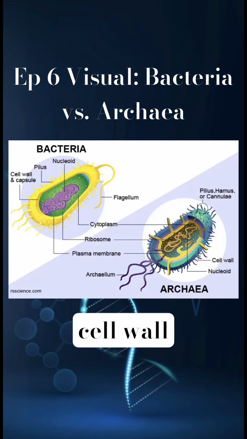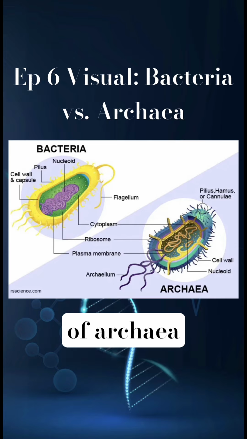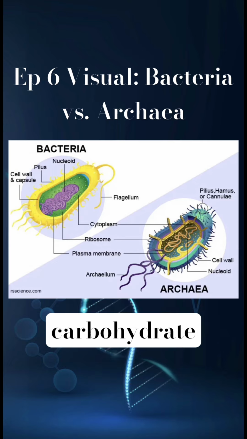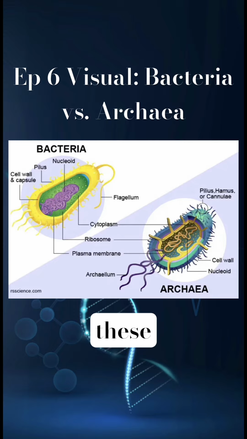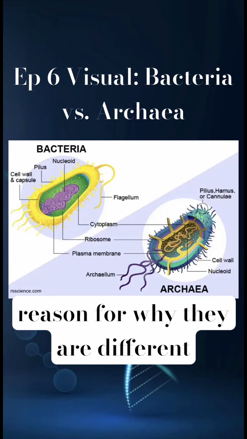The cell wall of bacteria is made up of peptidoglycan, while most cell walls of archaea are made of pseudopeptidoglycan, which is a protein carbohydrate covering. These are not exactly the same, and they are partly the reason why they are different.